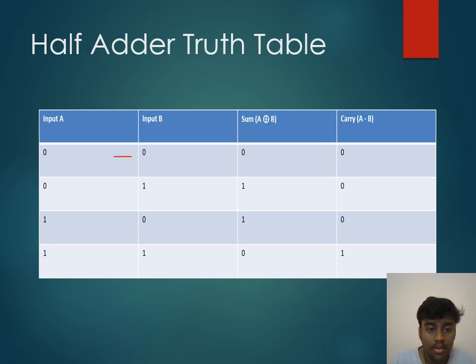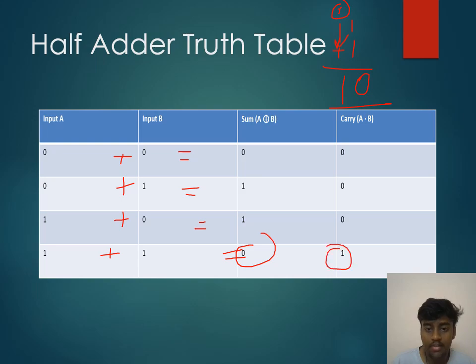Now, when you add 0 plus 0, you get 0 as a sum, and carry would again be 0. Now 0 plus 1 again would give you 1, and the carry would be 0. 1 plus 0 is again 1, and carry is 0. 1 plus 1, now here you would get 0 as the sum, and 1 will be the carry.